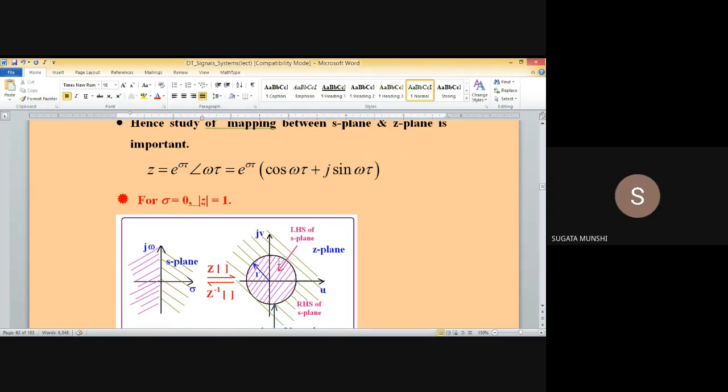Now, if sigma is less than 0, then what will happen? In the S-plane, it corresponds to the left-hand side of the S-plane.